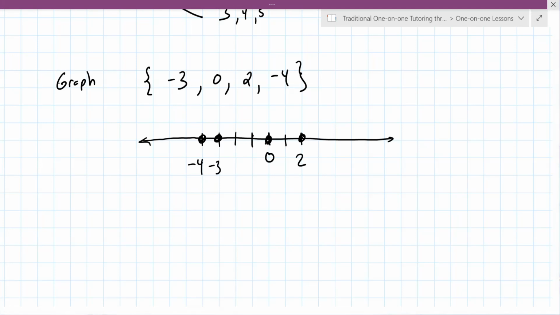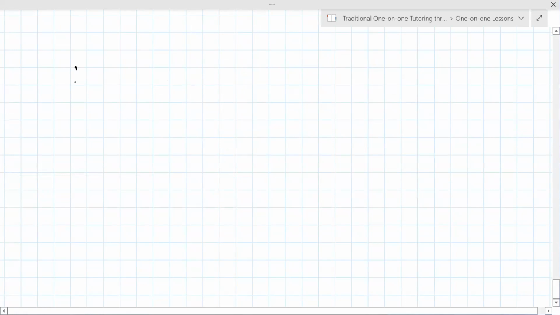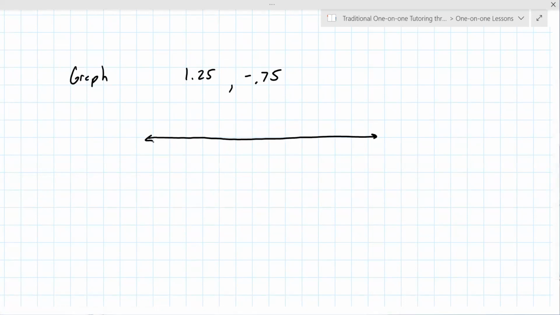It's good that you already have this down. Let's make it a little bit harder. Let's say I wanted you to graph 1.25 and minus 0.75. Okay, doesn't seem too hard. I don't think it is. I think you can do it. Do you want to give it a shot for me, please? Yep. Great.